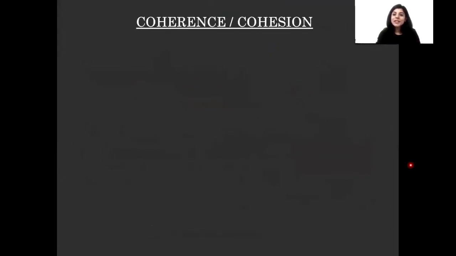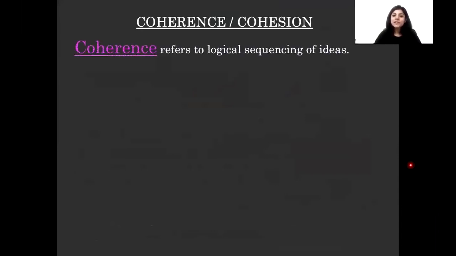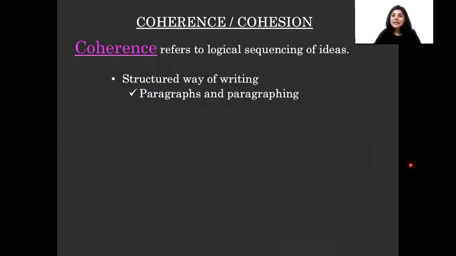Let's have a look at coherence and cohesion now. We'll take up coherence first. Coherence refers to the logical sequencing of ideas. As in, are you really able to make the reader follow your ideas stage-wise? You're supposed to form the paragraphs really well.